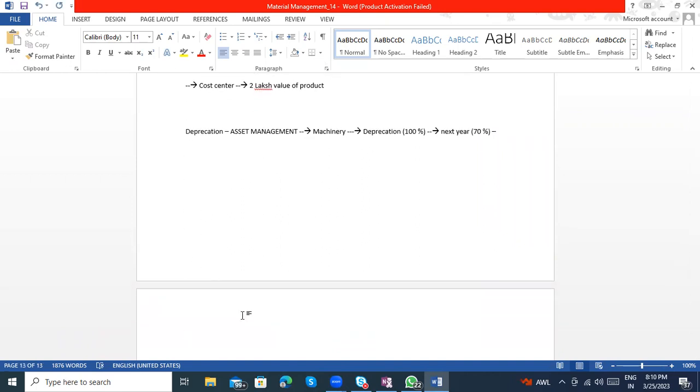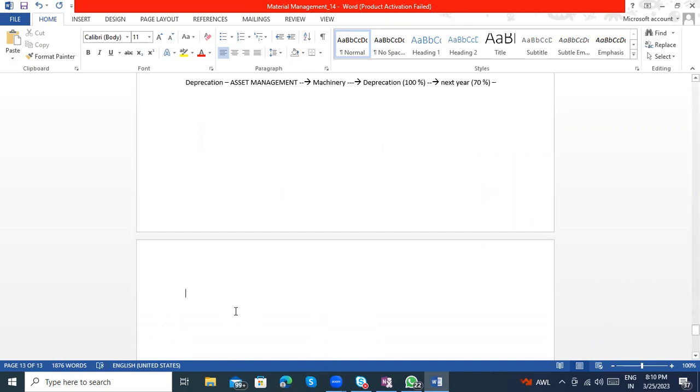So other than this one, we discussed goods receipt, goods issue, and return delivery. Other than this, we have a process like transfer posting. There are different kinds of process, like plant to plant transfer with a one step procedure, and plant to plant transfer with a two step procedure.